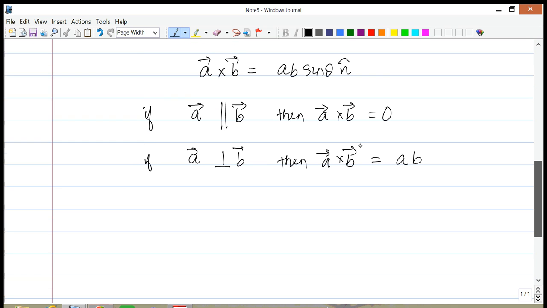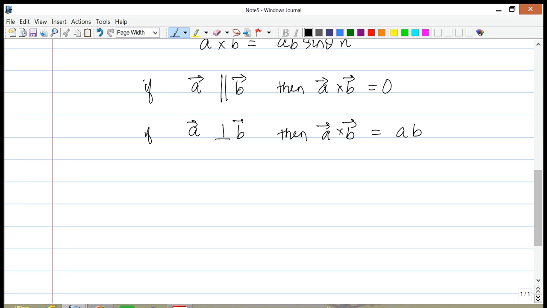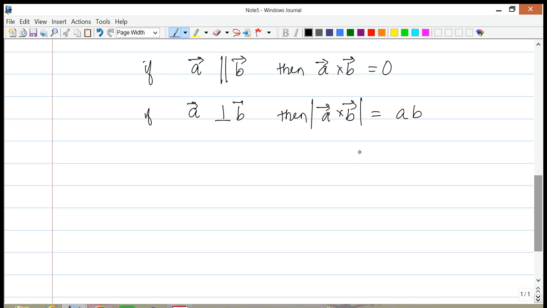Okay, so we have that. Because the sine of theta ends up being... let me put an absolute value sign here. So the absolute value of A cross B is simply equal to AB. Great. Now this allows us to come up with an expression in terms of the components of a vector for A cross B. So let us understand how to do that.